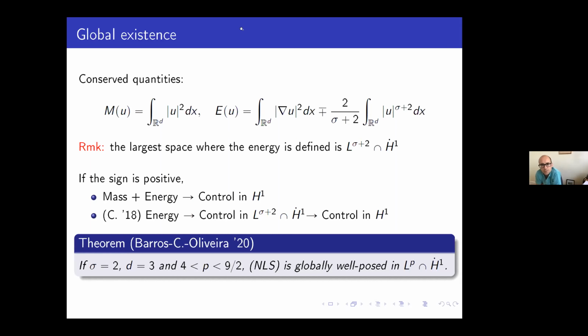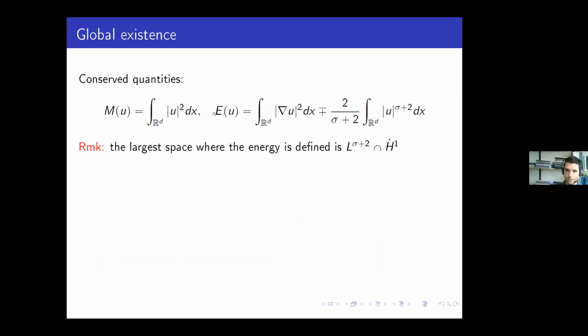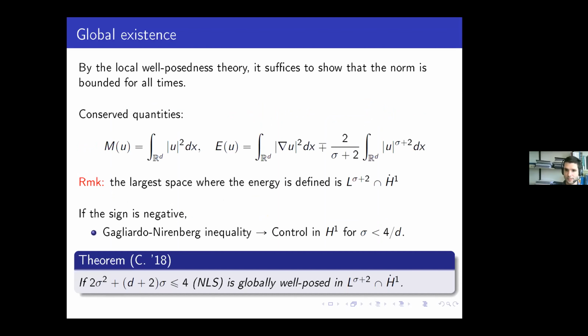Okay, and then Jorge Drummond Silva asks, what about the focusing case? Can you say anything about it? Well, the focusing case is exactly the previous one. Okay, when the sign is negative, we can only show that the problem is globally well posed in this range of sigma.